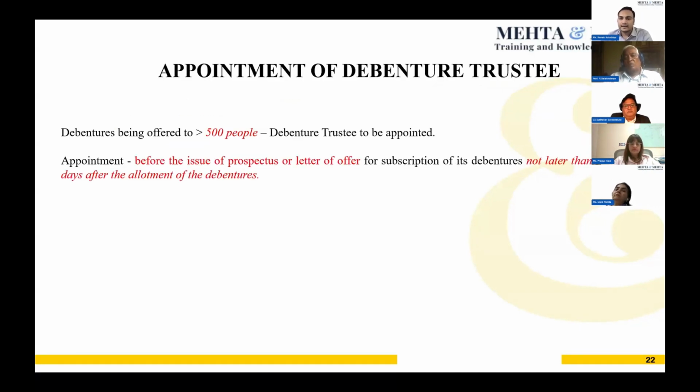Now moving on to the next condition, which is appointment of debenture trustee. A company cannot issue debentures to more than 500 people without appointing a debenture trustee, whose sole duty would be to protect the interests of the debenture holders and to redress their grievances, if any. The company shall appoint the trustee before the issue of prospectus or the letter of offer for subscription of such debentures, and not later than 60 days after the allotment of debentures, and also execute a debenture trust deed to protect the interests of the debenture holders.